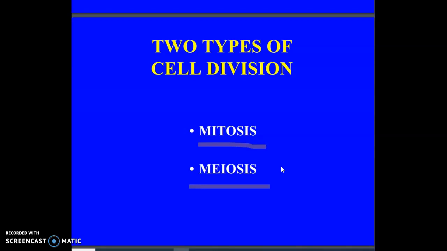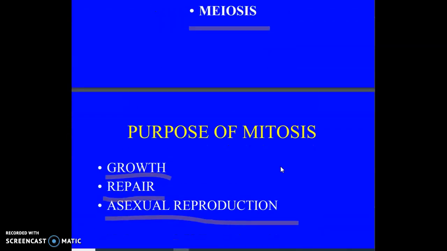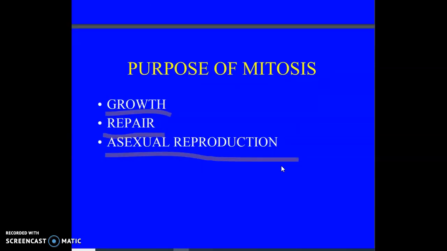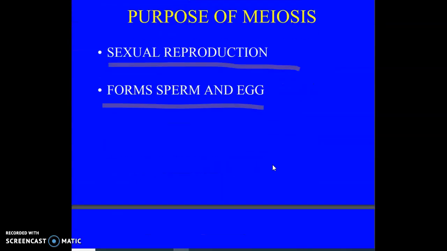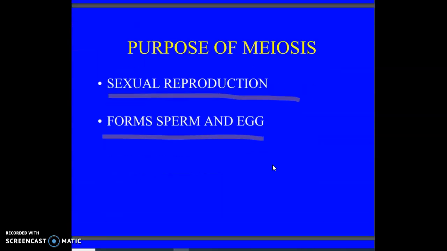So what is the purpose of mitosis, number 3? Three purposes. Mitosis is for growth, repair, and asexual reproduction, which means a division, like your skin cells have asexual reproduction when they divide to heal a sore or a burn or a cut on your skin. Okay, and the purpose of meiosis is only for sexual reproduction. It makes the sperm and the egg.